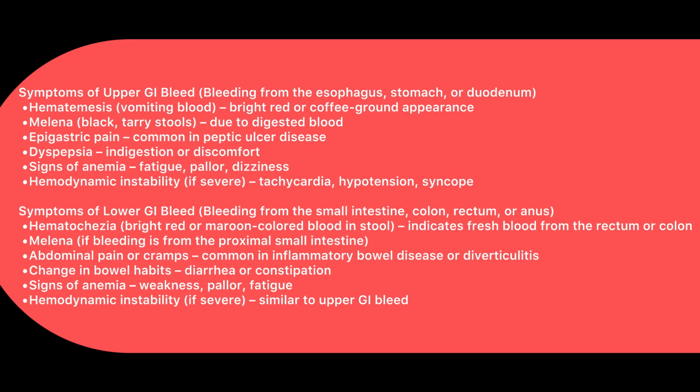For the NCLEX, you must know the difference between upper GI bleed and lower GI bleed. In case of upper GI bleed, there is always black tarry stool, and in case of lower GI bleed, there is bright red or maroon colored blood in the stool.